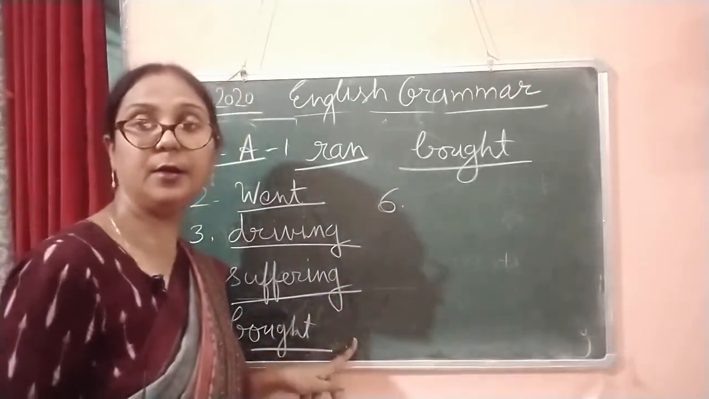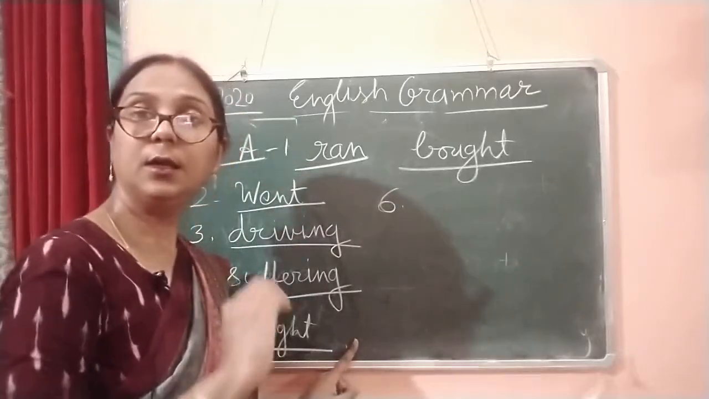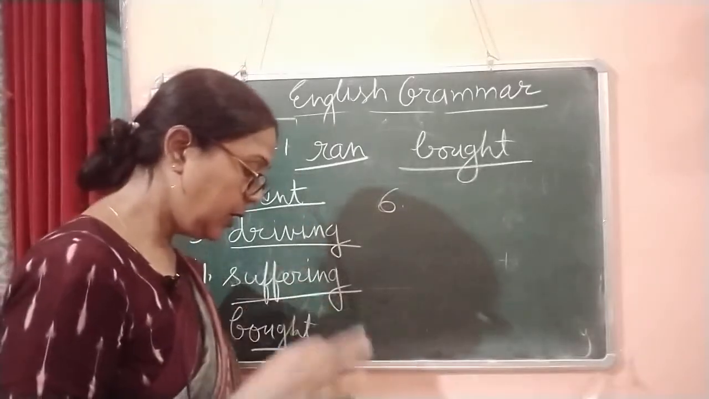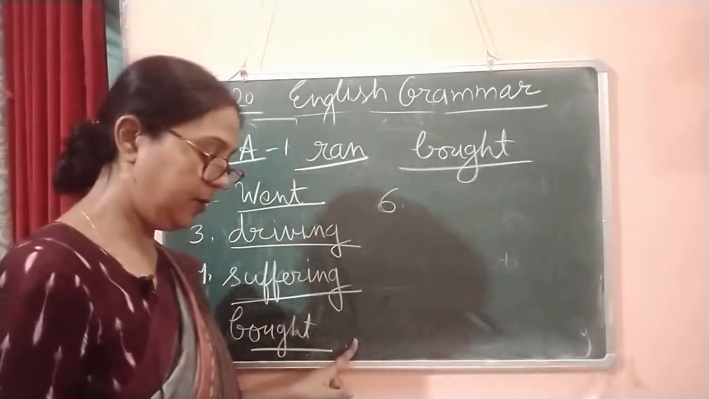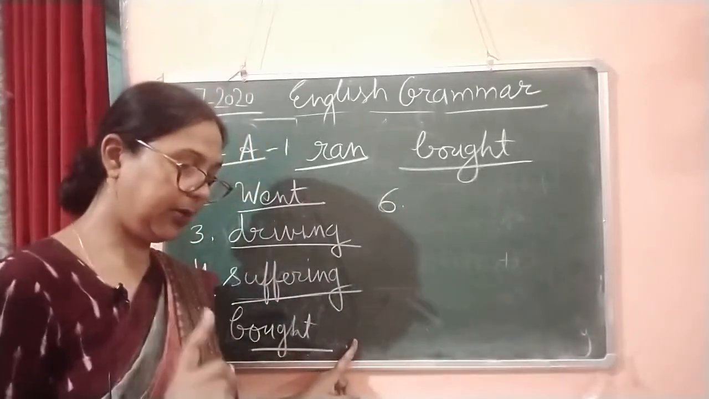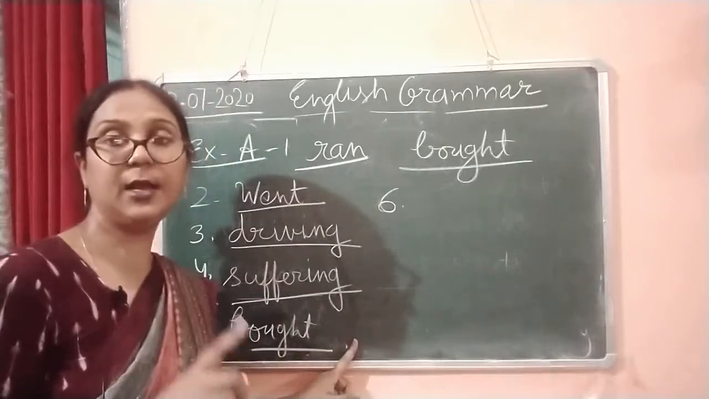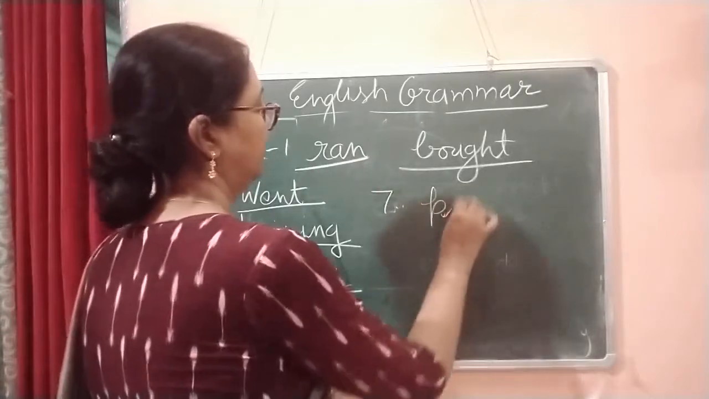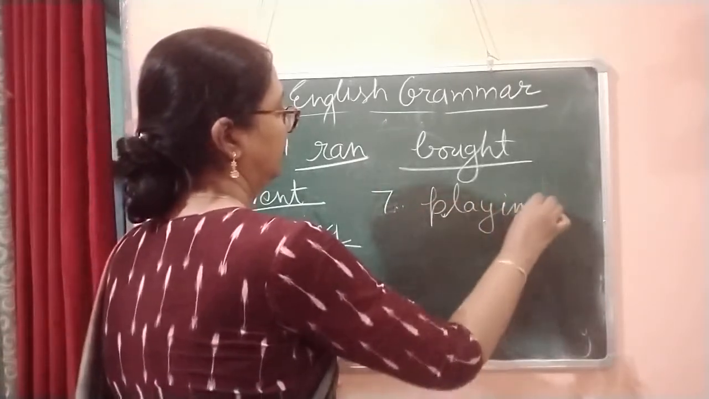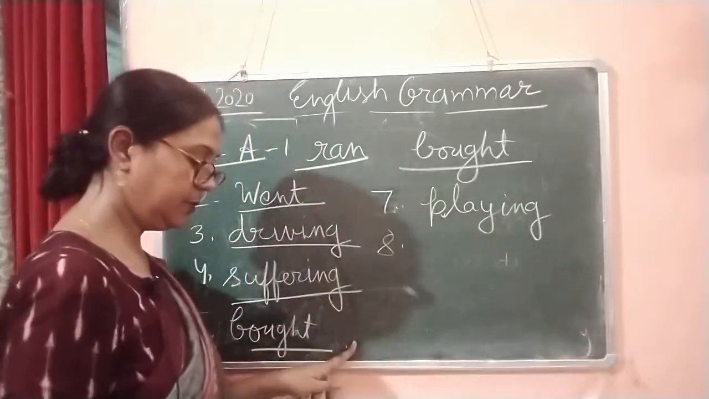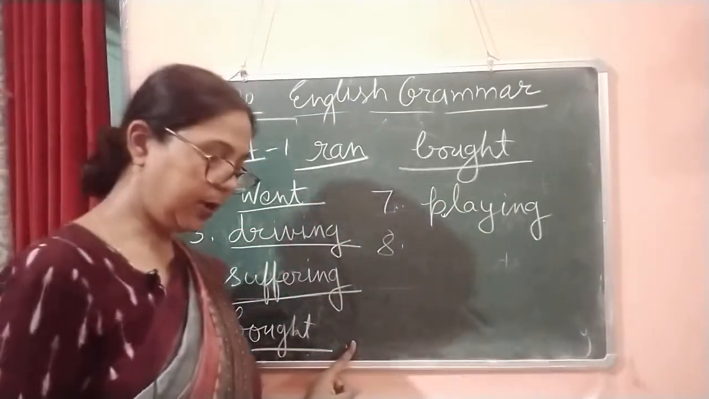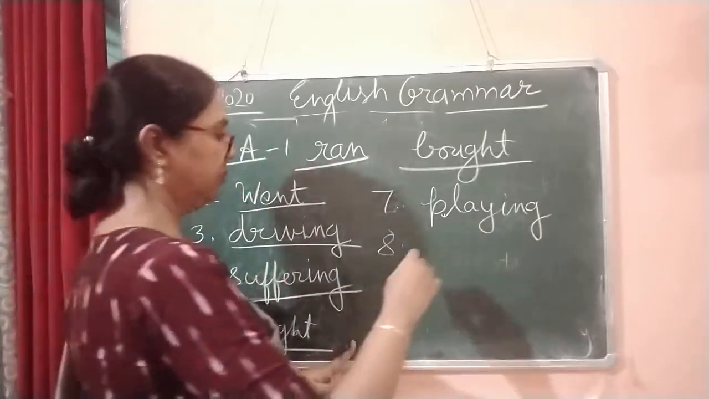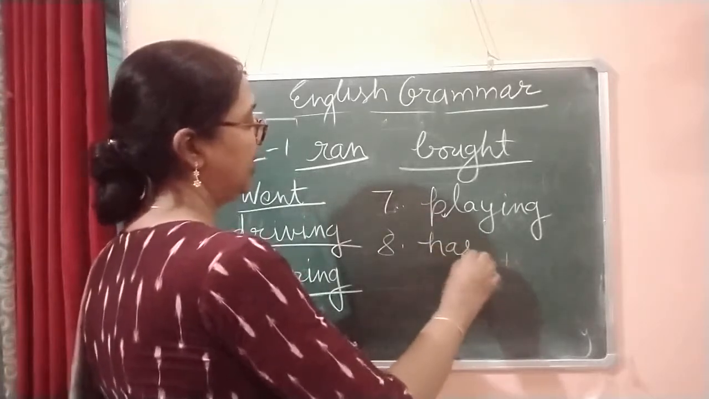Now in sixth: Rita is a brilliant girl. Here you can see no verb is there. We are just going to leave it. Now number 7: The Indian cricket team is playing against Australia today. Playing. Number 8: Stephen Hawking has a sharp mind. Has.